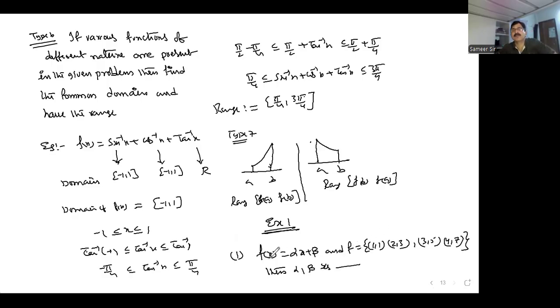Yeah, first problem: f of x is equal to, and f is given like this, then alpha beta is how much is asked. So we need not worry. What is given is f of x is equal to alpha x plus beta. If you take (1, 1), that means f of 1 is equal to 1. Substitute here: 1 is equal to alpha times 1 plus beta. So alpha plus beta is equal to 1, you got it.